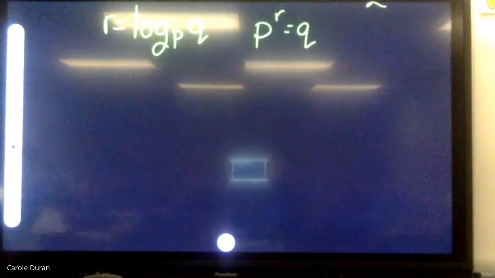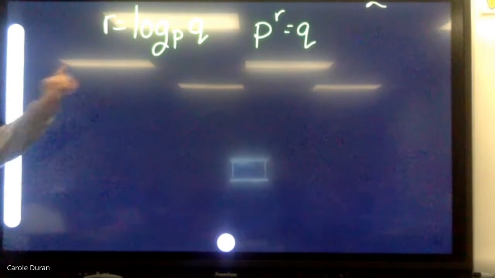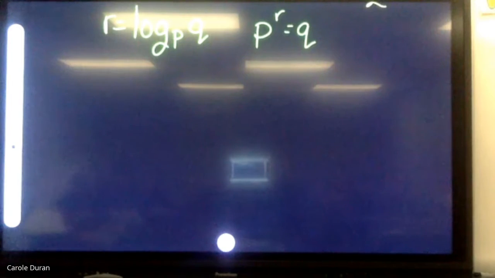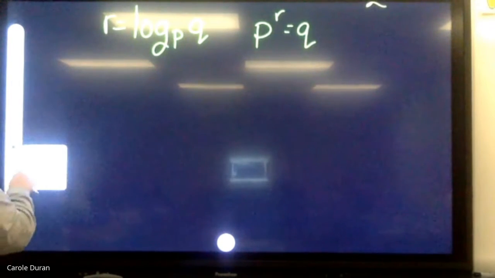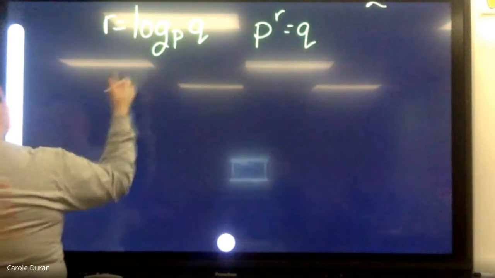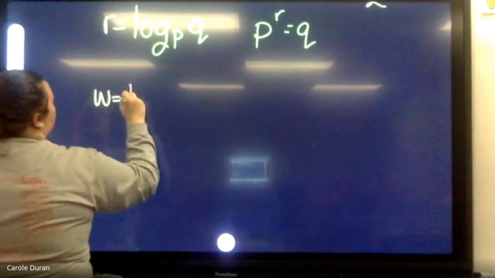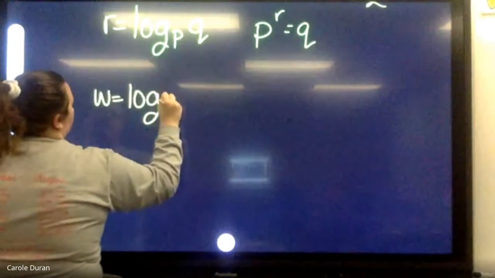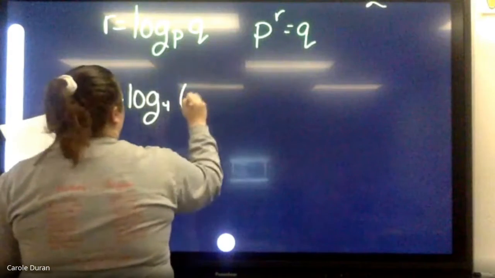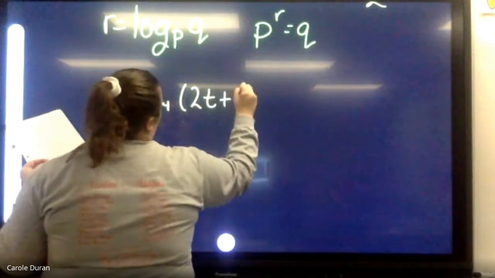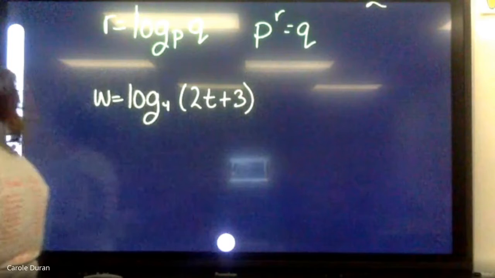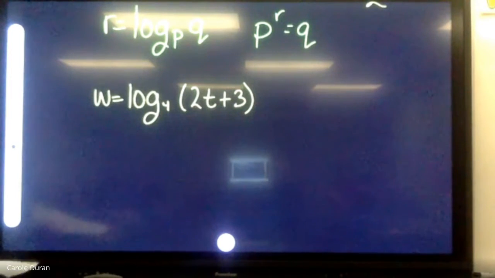Any major issues with that or questions or concerns? So let's do another one because they're not always as pretty as that one is. Now I have w equals log base 4 of 2t plus 3, and I would like to rewrite this as an exponential function.